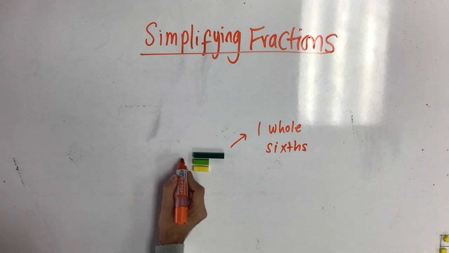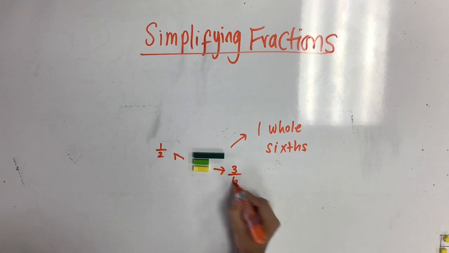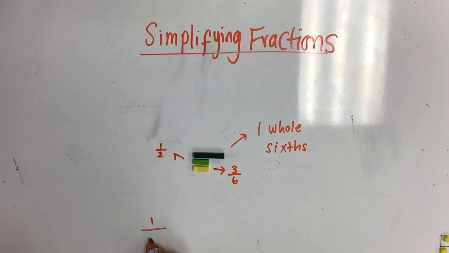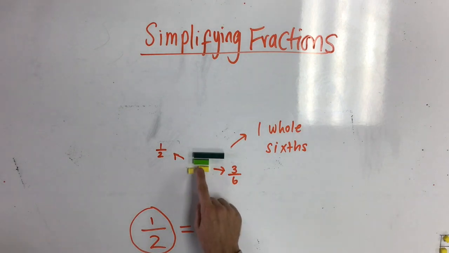We've got half, and we've got 3/6. As you know, half and 3/6 are the same, but one is simpler than the other. Which one do you think that might be? Hopefully you've thought that 1/2 is simpler than 3/6, and that's true. And the reason it's true is because when you imagine this fraction, half is easier to see because there are less parts involved.